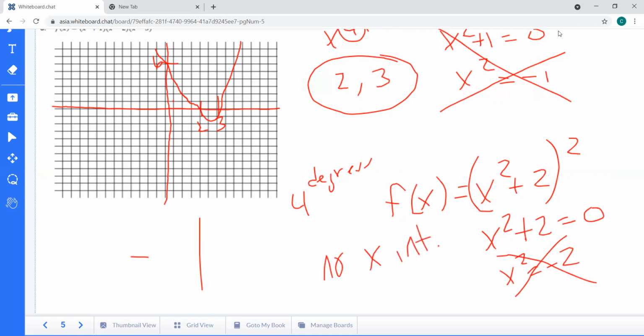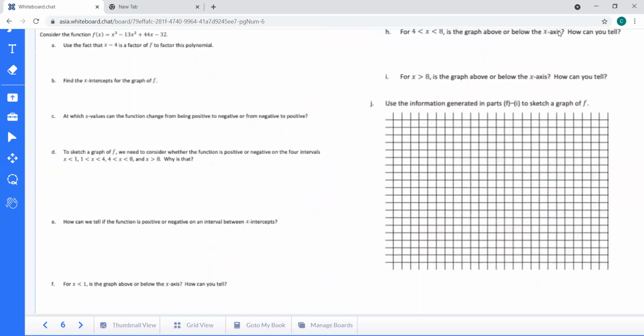So what would that graph look like? Well, it's going to look something like this. It's going to be a parabola, basically, but it's not going to touch the x-axis. Okay. So now let's do this one.